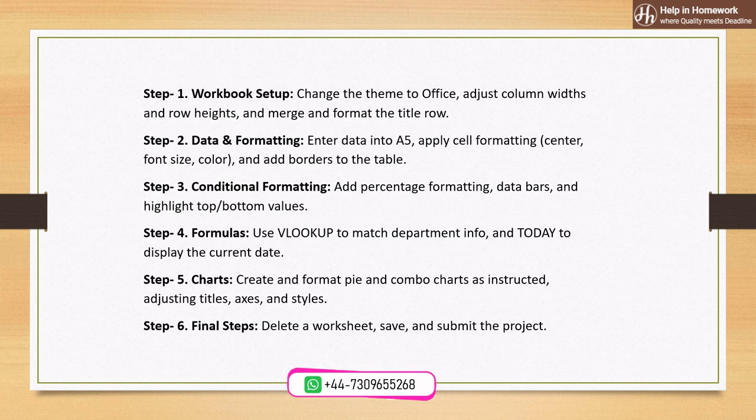Step 1. Workbook setup. Change the theme to Office, adjust column widths and row heights, and merge and format the title row. Step 2. Data and formatting. Enter data into A5, apply cell formatting: center, font size, color, and add borders to the table. Step 3. Conditional formatting. Add percentage formatting, data bars, and highlight top and bottom values.